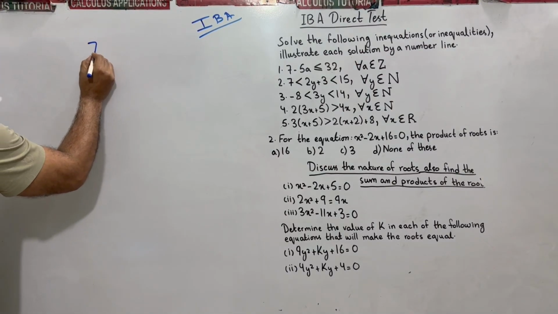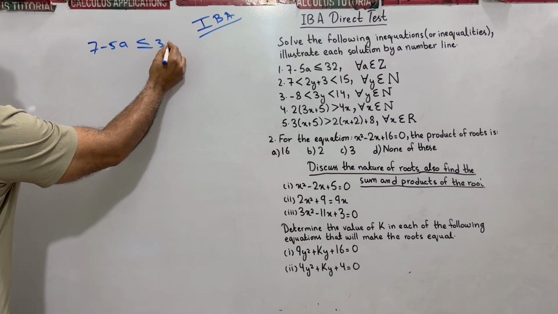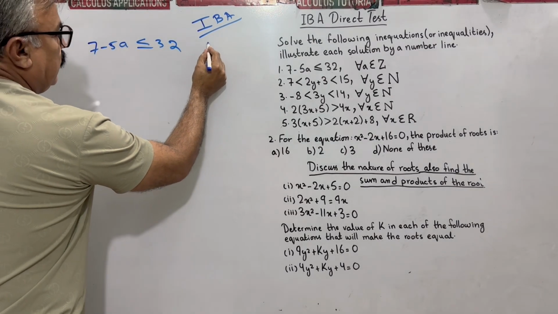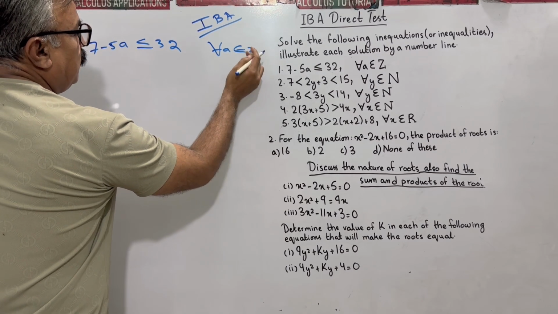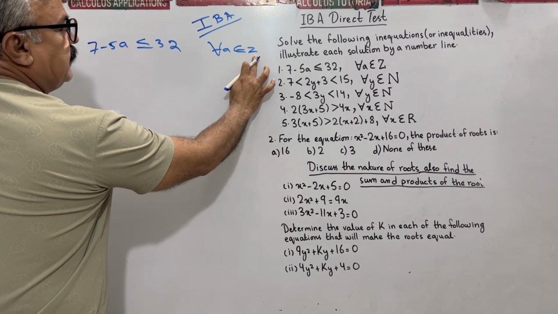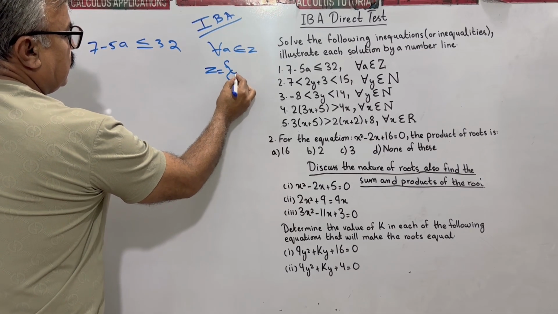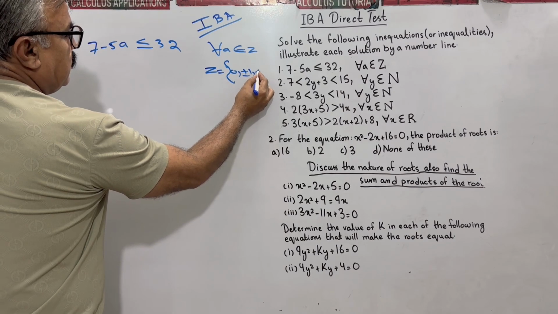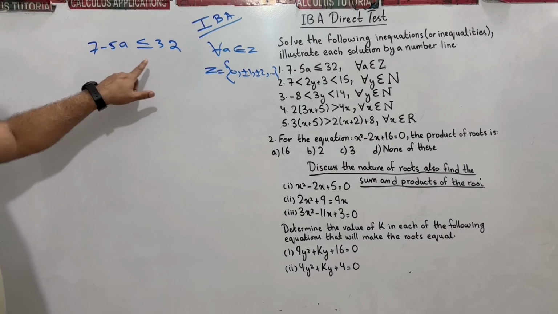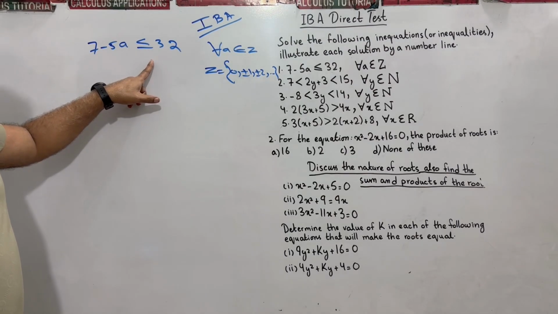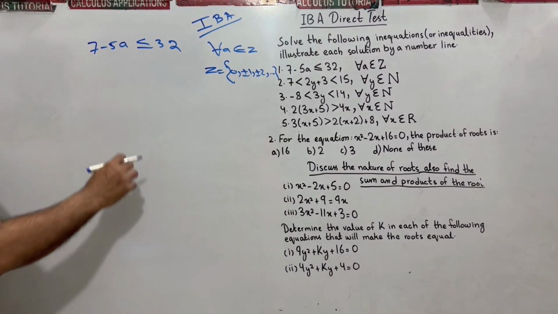Question number 1. 7 minus 5a is less than or equal to 32, where the solution set has been restricted to belong to integers. Z stands for integers, and integers are given by 0, plus minus 1, plus minus 2, and so on. We have to find the solution of this inequality where A must belong to Z.